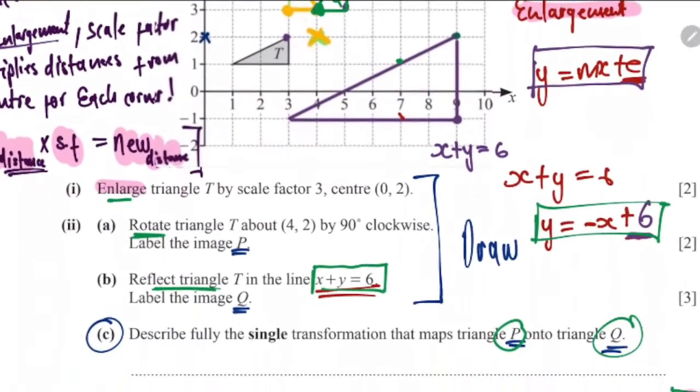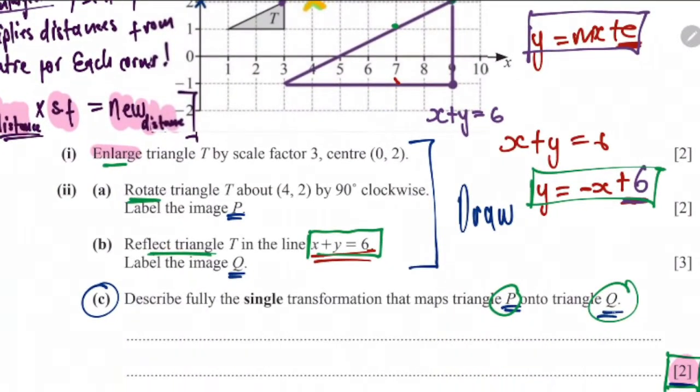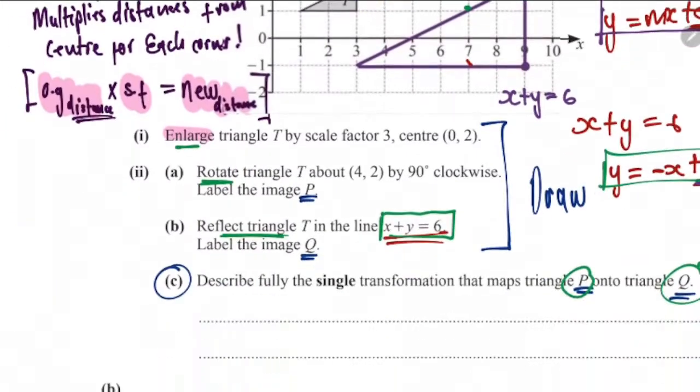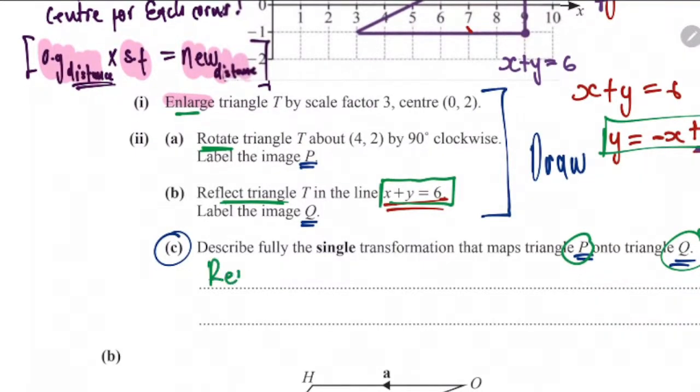They said it's mapping P to Q. So we look at P and Q, and you are going to see that this shape has flipped. Because it has flipped, it cannot be a translation. So translation, you are out, because translation will move the shape exactly as it is. It will never flip. If the shape has flipped from P to Q, it's not a translation. So it can only be a reflection. So you already get 1 mark from just saying reflection.